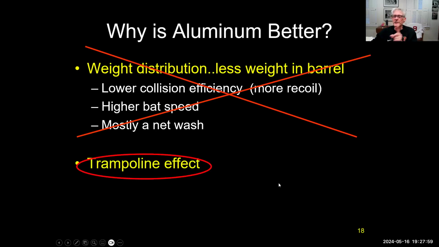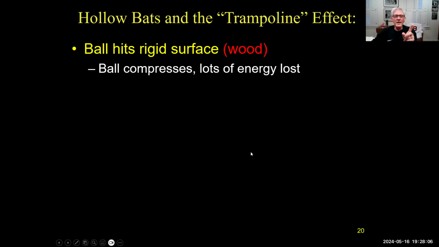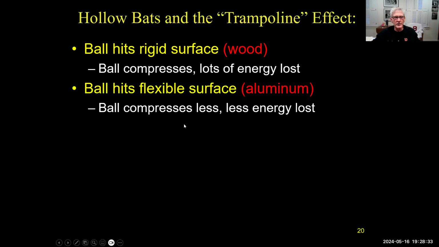What's the reason? The reason is this thing called the trampoline effect, and it's because the bat is hollow. So what happens is this. When the ball hits a wood bat, that wood bat is a solid object. You could vibrate it, you could bend the bat, but you can't compress that cylindrical surface. So basically all of the energy during the collision is taken up by compressing the ball, and that's the part of the collision that's very, very inefficient. So there's lots of energy loss.